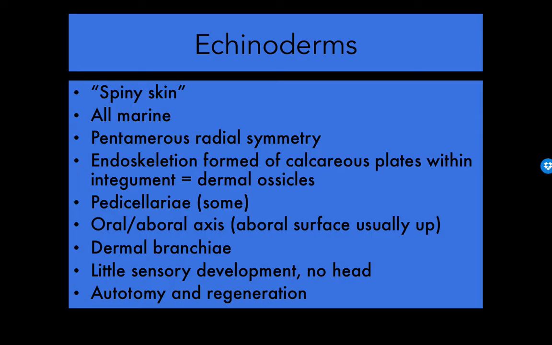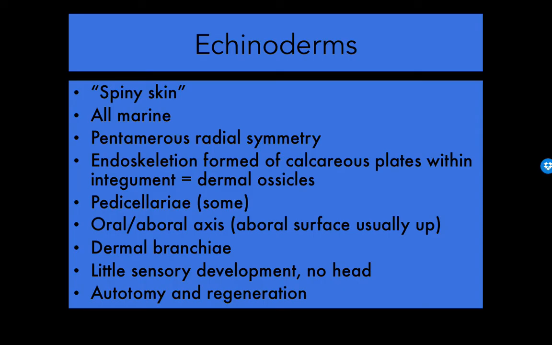Because echinoderms are radially symmetric, we can't talk about anterior, posterior, dorsal, and ventral as directions, but typically we can refer to them as having an oral surface and an aboral, or away from the mouth, surface. So oral means the mouth surface, aboral means away from the mouth, and typically the mouth is on the bottom. That's where it feeds. So the aboral surface is facing upwards.